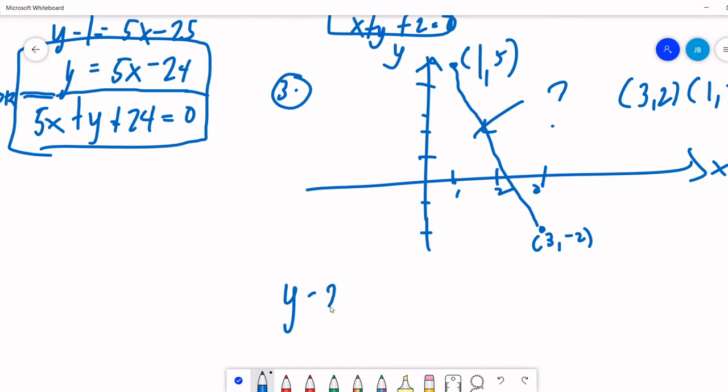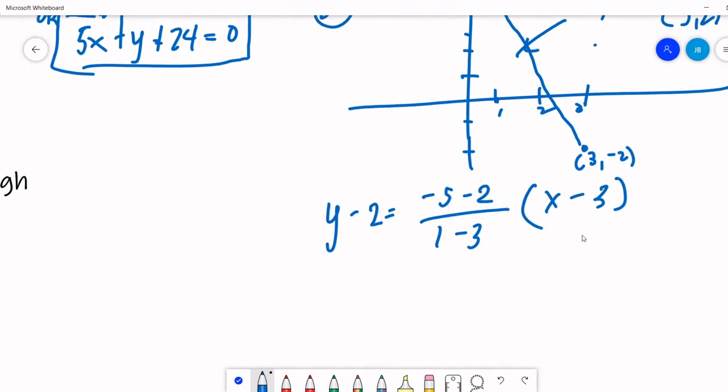So, y sub 1 would be 2, and y sub 2 is negative 5, so y minus y sub 1 equals y sub 2 minus y sub 1 over x sub 2, which is 1, minus x sub 1, times x minus x sub 1, which is 3. This is really the slope. There are some instances where there are two questions in one situation. For example, find the slope of this, and then find the equation. So you're hitting two birds with one stone.